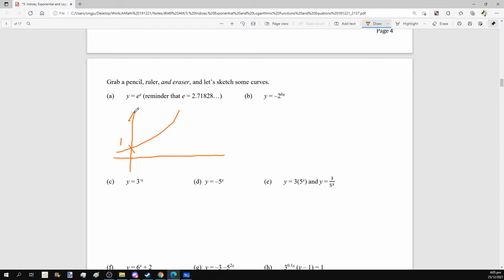In this case, we know the y-intercept is 1 because you can find the y-intercept simply by substituting x equals to 0. And when you have x equals to 0, what we will see is that you have e to the power of 0. Anything to the power of 0, as long as the number below isn't 0, will give you 1. And that's why the y-intercept is at 1.